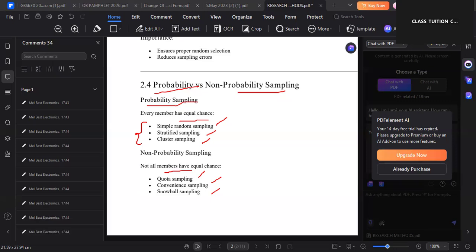Then cluster sampling is where you divide the population into clusters, all right? Then the entire clusters are randomly selected, like whole schools in the district. Then you select any four.